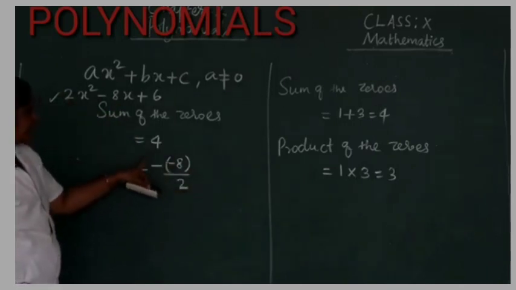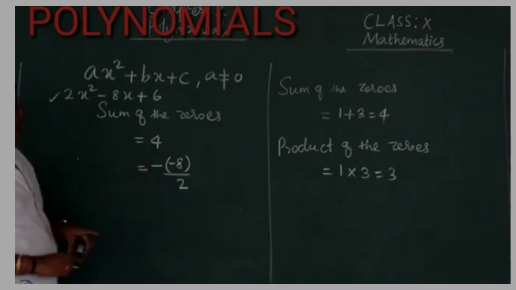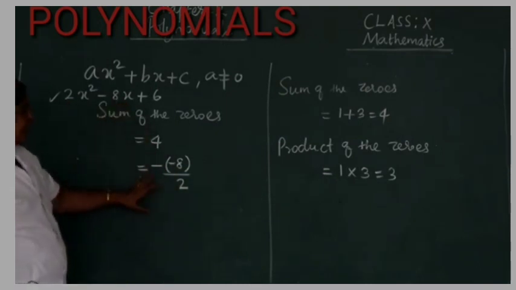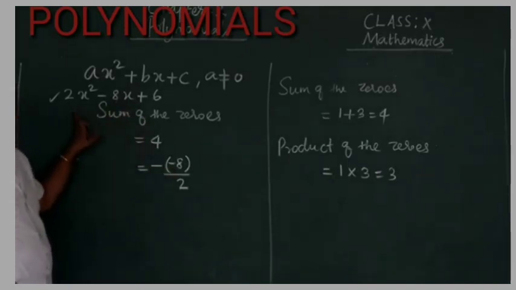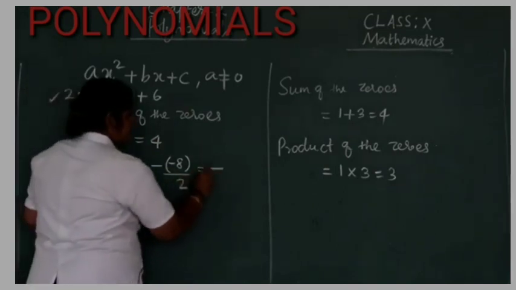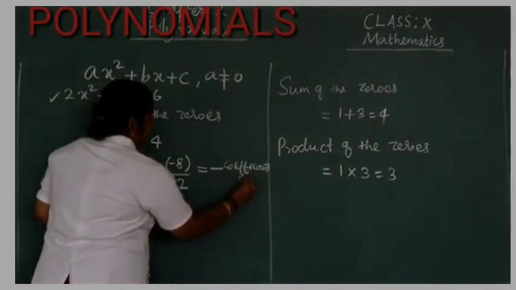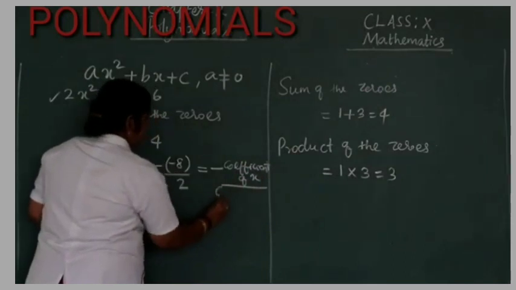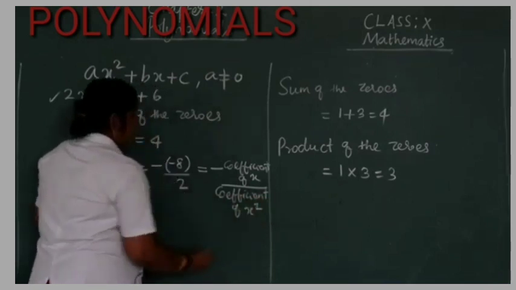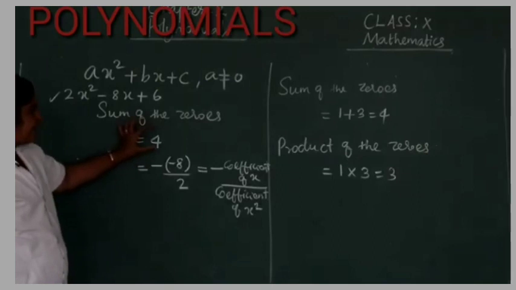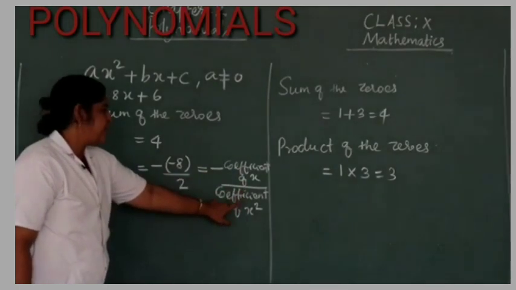So what is the answer for this? Minus of minus 8 is plus 8, plus 8 by 2 is equal to 4. That means the sum of the zeros can be written as minus of coefficient of x divided by coefficient of x square. Okay, so when you find the sum of the zeros, the value will be equal to minus coefficient of x divided by coefficient of x square.